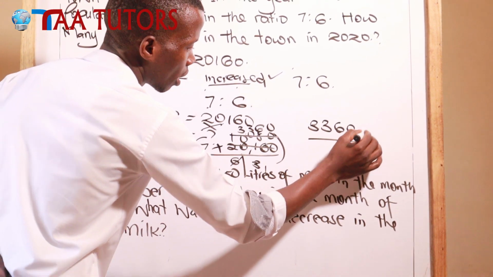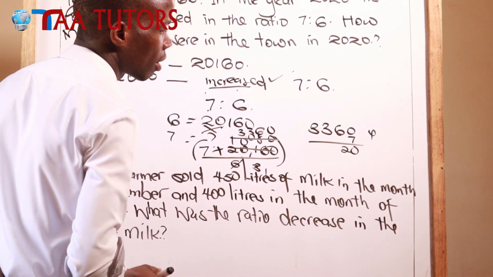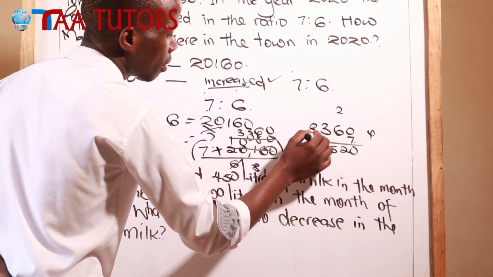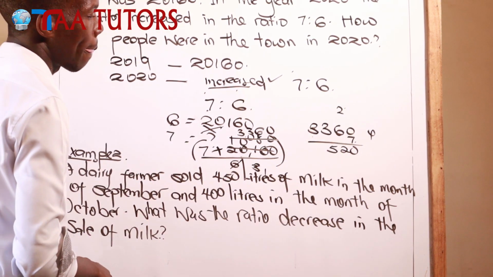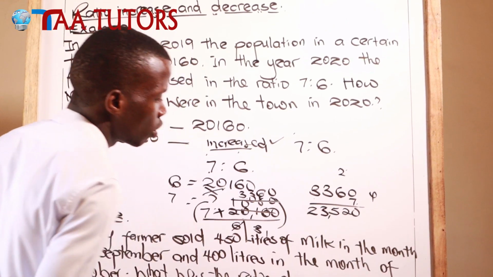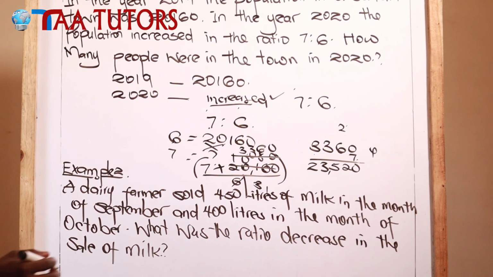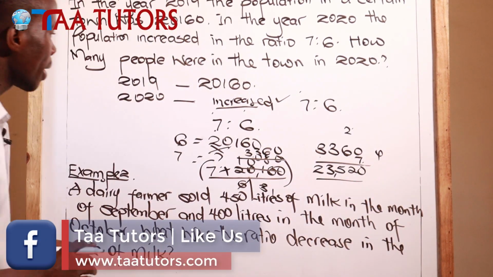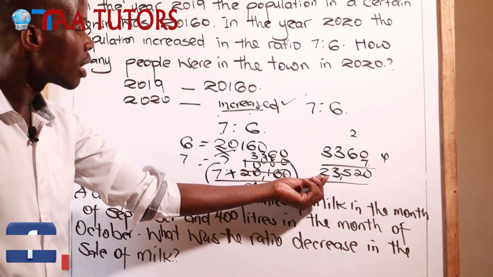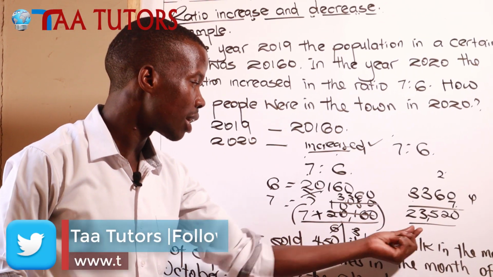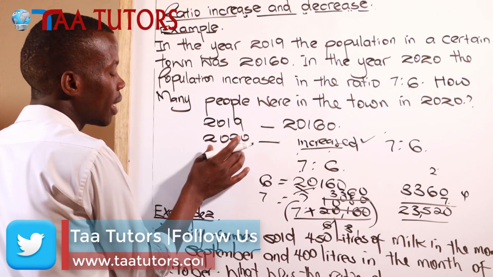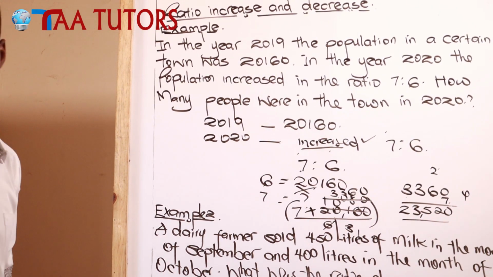3,360 multiplied by 7: 7 times 0 is 0, 7 times 6 is 42, I write 2 and carry 4. 21 plus 4 is 25, so we write 5 and carry 2. 21 plus 2 is 23. So it will be 23,520. When you compare, this one was 20,160 and this one is 23,520. You can see this is an increase. So this is our final answer: 23,520 is the population in the year 2020.